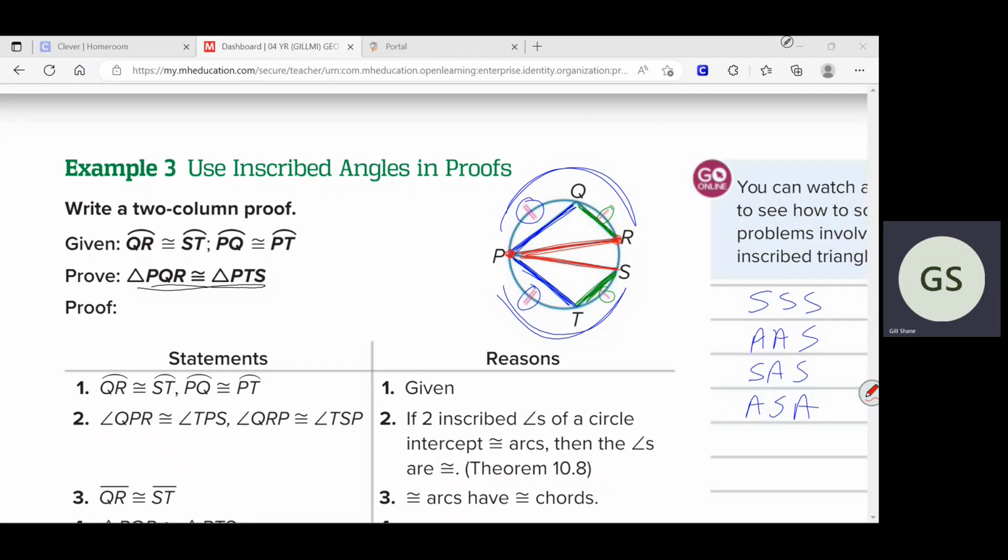That's the way I saw it proven. So for me, I actually use this. I use side, side, side, because that tells me every side is congruent, which means a triangle.